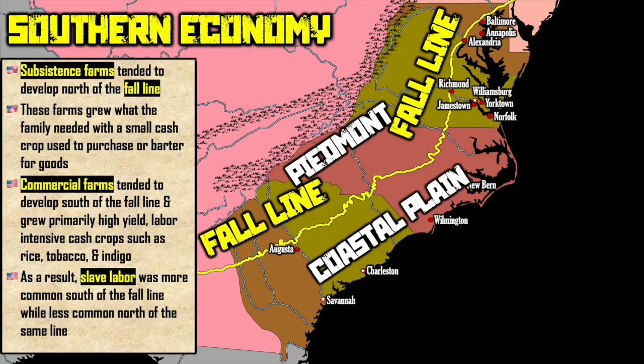Subsistence farmers tended to live north of the fall line in the Piedmont. These farmers grew what the family needed, with small cash crop on the side being used to purchase or barter goods. Commercial farms tended to develop south of the fall line and grew predominantly high-yield, labor-intensive cash crops. As a result, slave labor was more common south of the fall line, while less common north of the fall line.